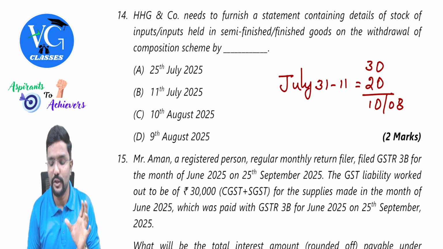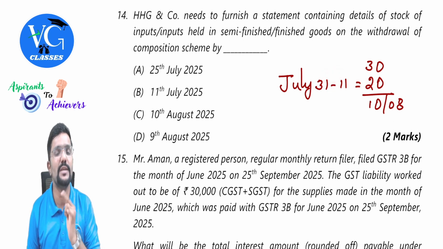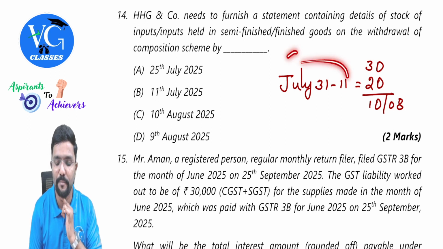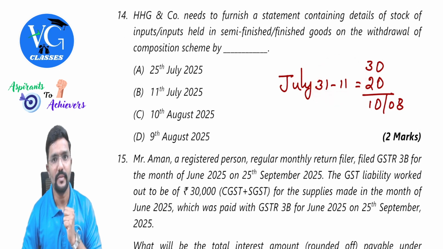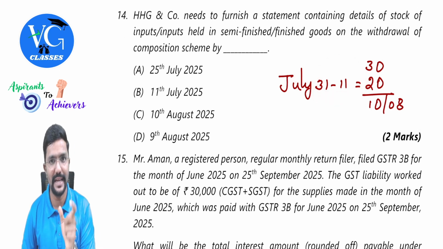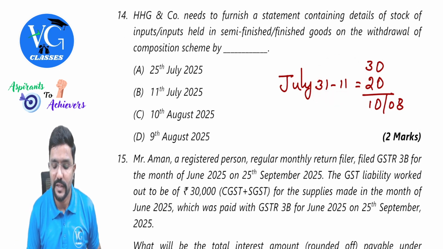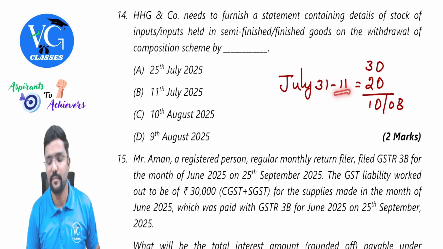So it was 11th July on which day they became ineligible for composition scheme. We need to check the preceding day. So I will do 31 minus 11. Stock details as on 10th July we need to give. So 31 days in July minus 11 I am doing. So remaining is 20 days in July.